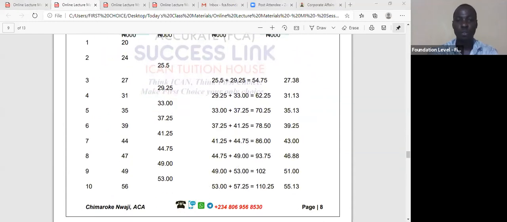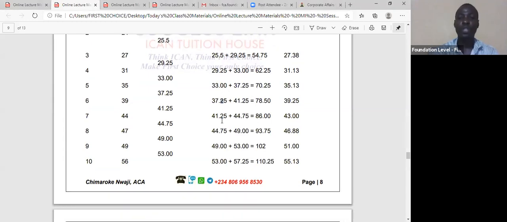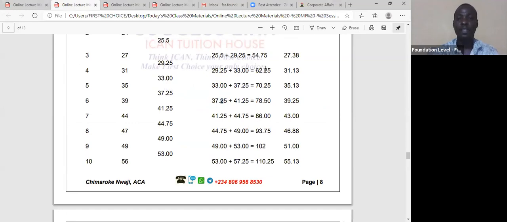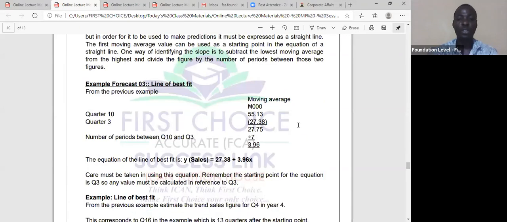So all you need to do, look at it. How do you know that 31.13 minus 27.38 is 3.75? But when we do the second one, if we add 3.75 to 31.13, it won't give you 35.13. So you see, the rate of change is not the same. So all we need to do is to look for the first figure here, 27.38, as the beginning of our equation.